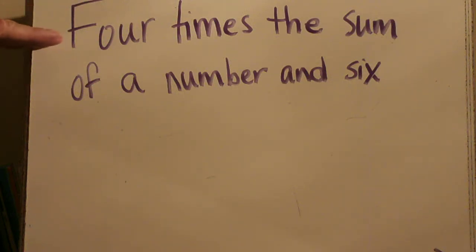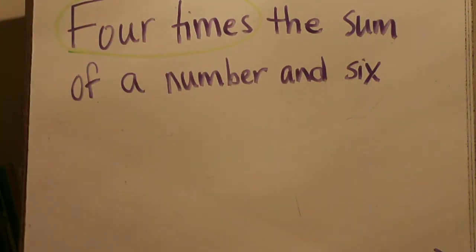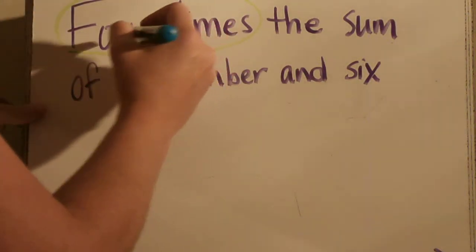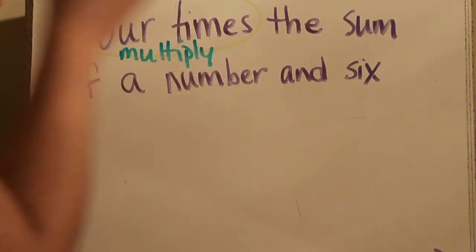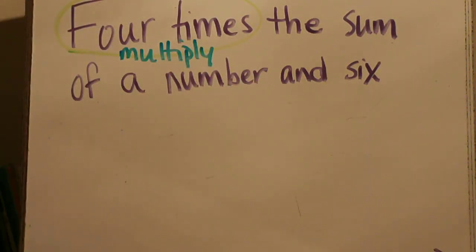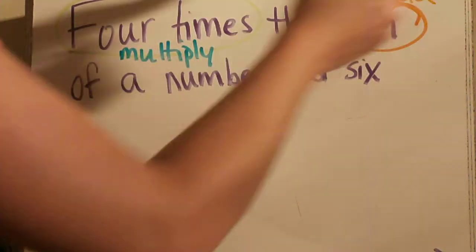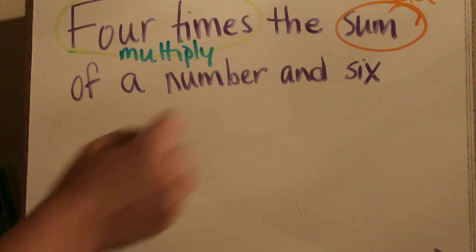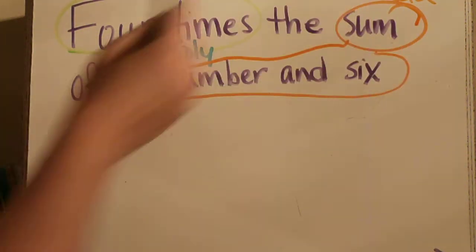So we have 4 times the sum of a number and 6. So we have our word 4 times. This is going to indicate that we've got some multiplication that needs to take place. Okay? Then we also have the sum, which means adding, of a number and 6. So the sum goes with this number and 6.